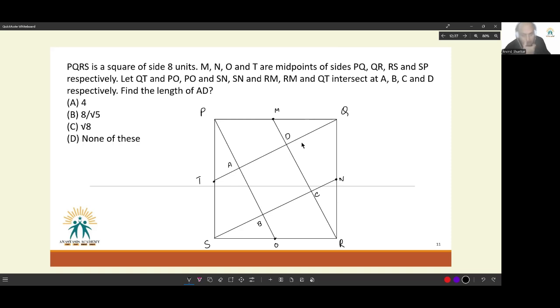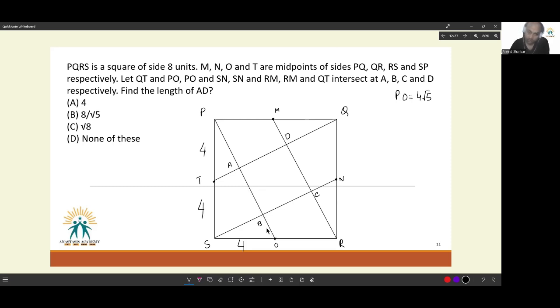First thing I'm trying to figure out is the length of PO. This square PQRS had a length of 8. So if this is 4, this is 4, this is 4, PO will be equal to the root of 8 square plus 4 square. So 4 root 5. This entire length will be 4 root 5.